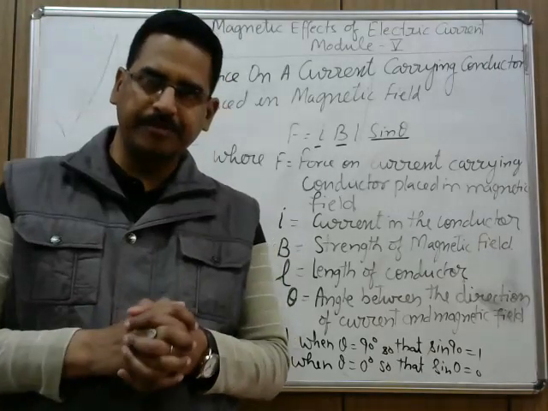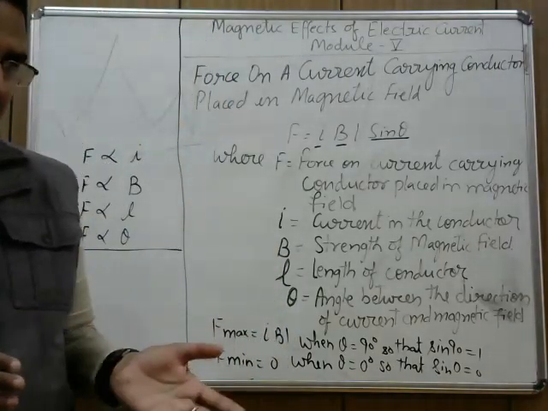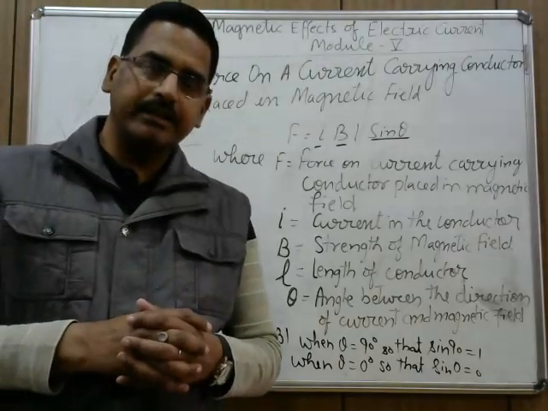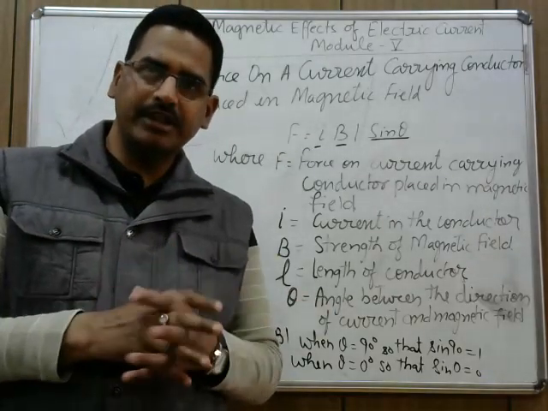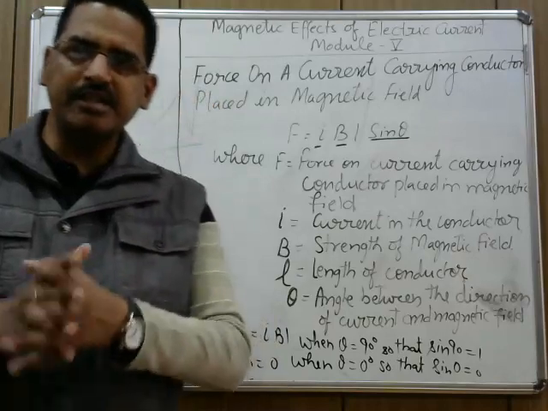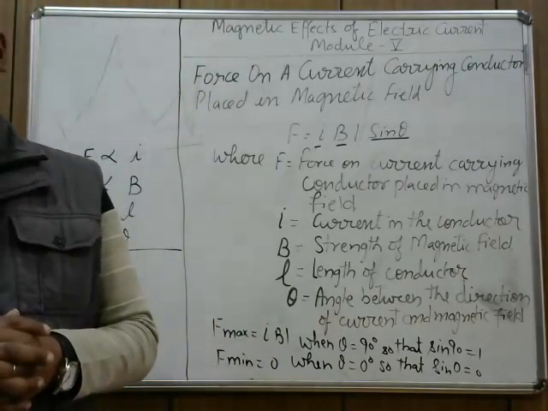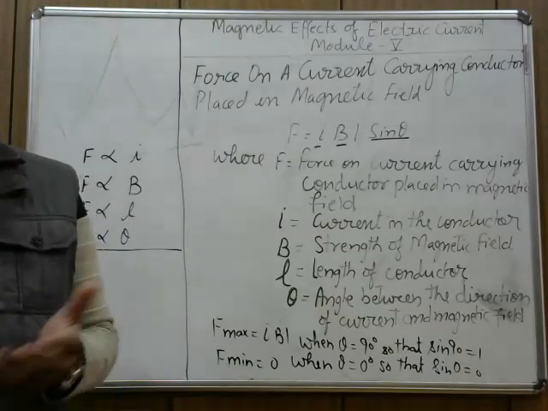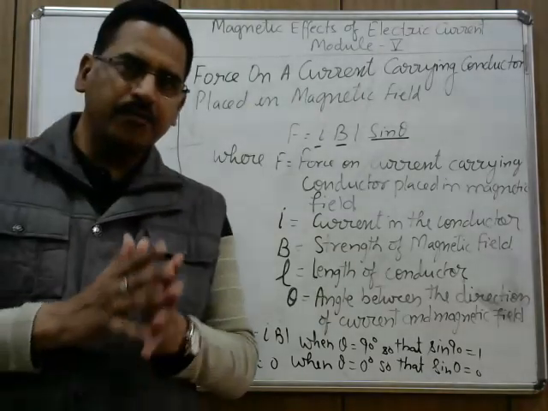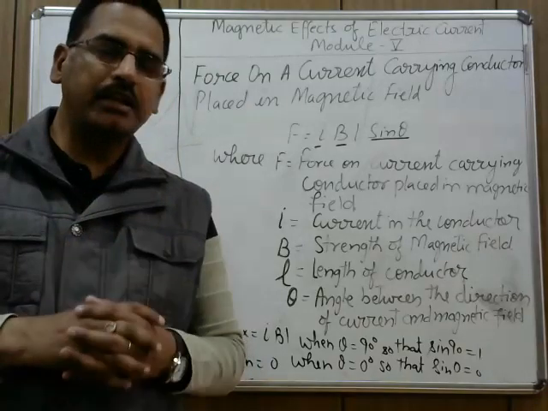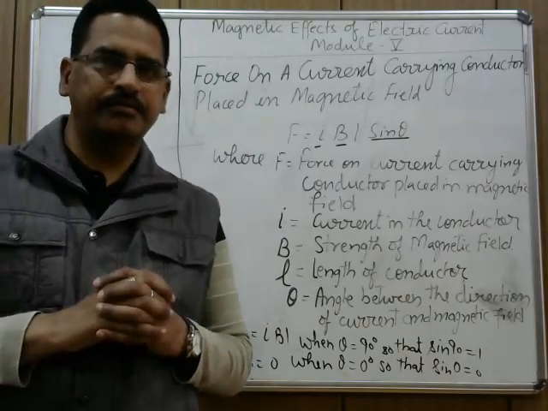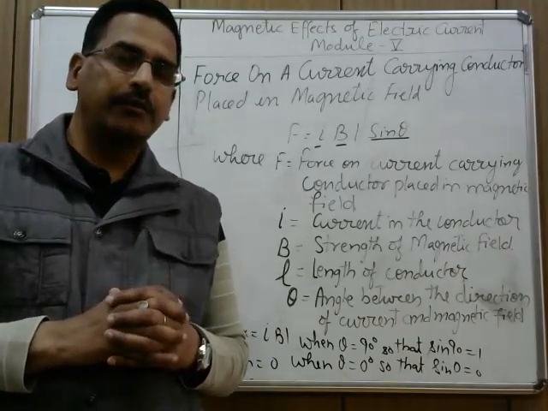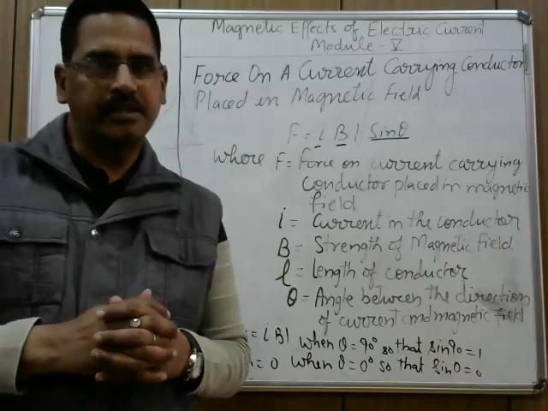Now, the current making an angle of 0 degrees means the direction of current is parallel to the direction of magnetic field. And again, current is flowing in the conductor. It means when the conductor is placed parallel to the magnetic field, then the force on the conductor is minimum, and that is 0.